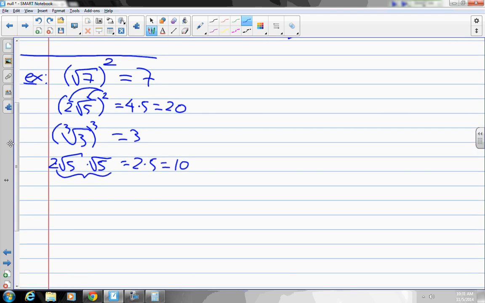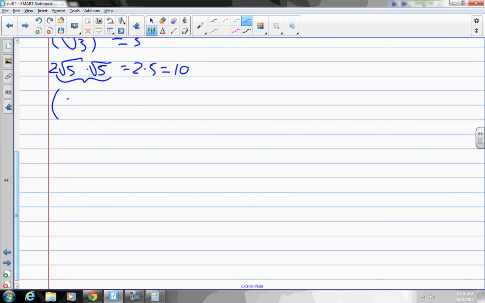So there's a difference here. This is 2 root 5 times 2 root 5. This is just 2 root 5 times root 5. So only the square roots get squared. The 2 remains. How about 4 cube roots of 2 cubed? What will that be?